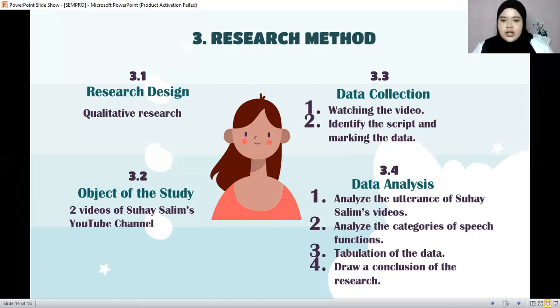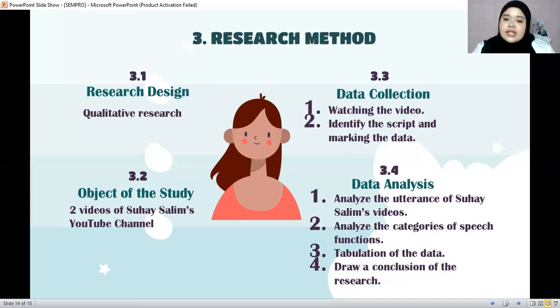Next, the data collection. First, the researcher watches the video. The video will be downloaded, and the researcher will watch the video many times until the researcher finds the utterances that might be categorized as speech functions. Firstly, the researcher needs to identify the utterances that might involve speech functions categories. Secondly, the researcher needs to identify in which minutes or seconds Suhail Salim says the utterance. And third, the researcher needs to analyze the categories of speech functions that Suhail Salim used in the videos.